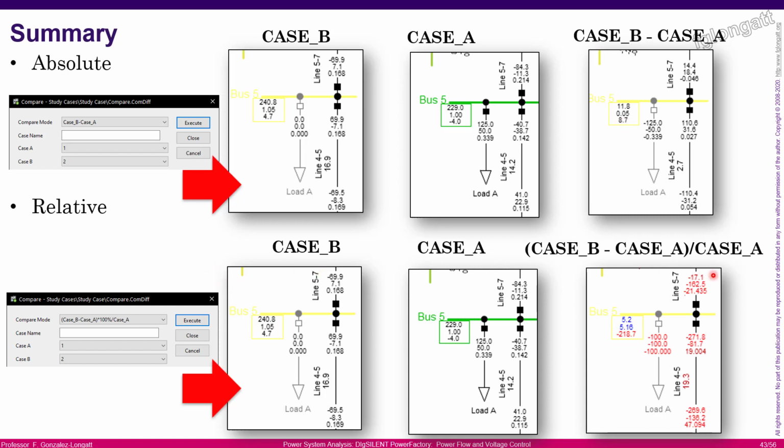Below in this slide, you will find the relative comparison. This is case B minus case A, divided by case A, considering case A as the base. That means we are calculating here the relative change where the base case is case A. Now you can see that there are changes. 5.15 is the percentage change on the voltage magnitude. And for the angle, there is a massive change: minus 287%.